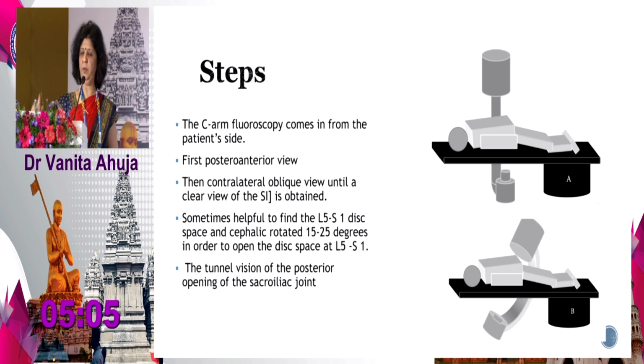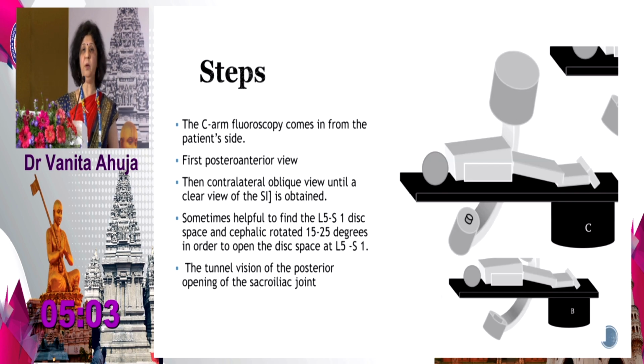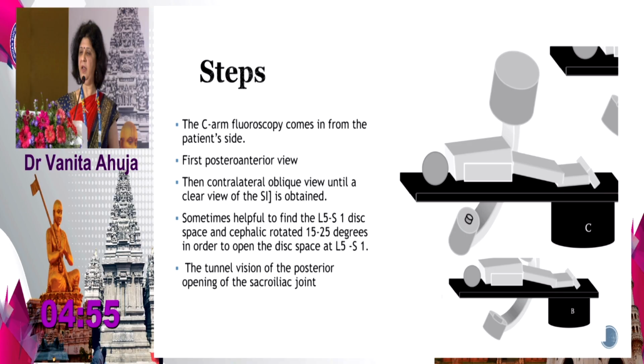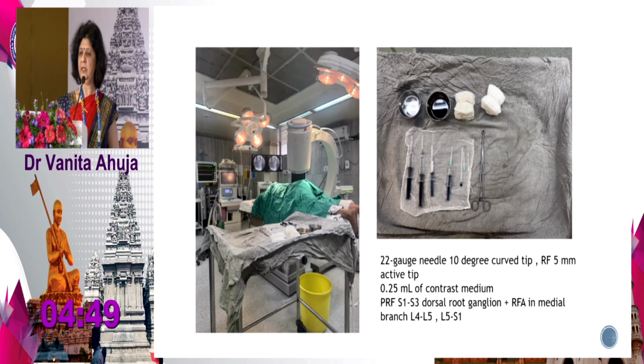Right? Contralateral oblique would be required, and the needle positioning will be under tunnel vision. So here you see that initially we had done an AP view and then a contralateral oblique, which will be very much visible here. If you're targeting this, this is the contralateral oblique that you're targeting. This is the OT preparation that you have to do.